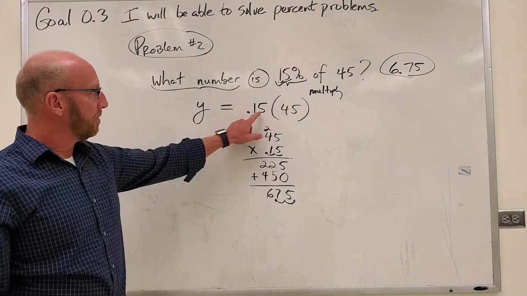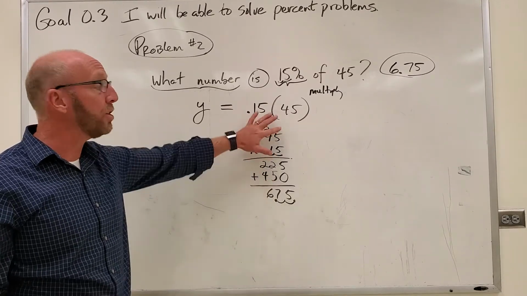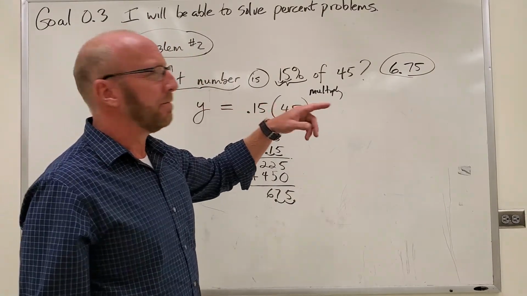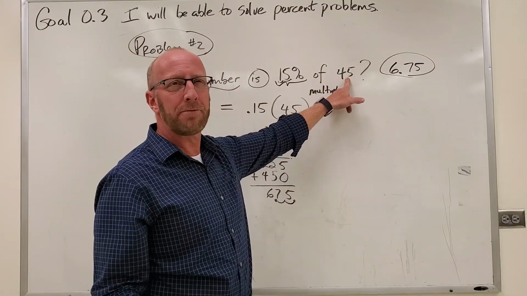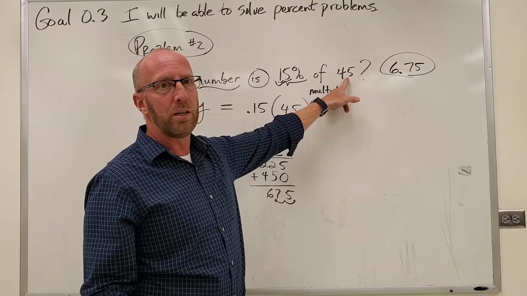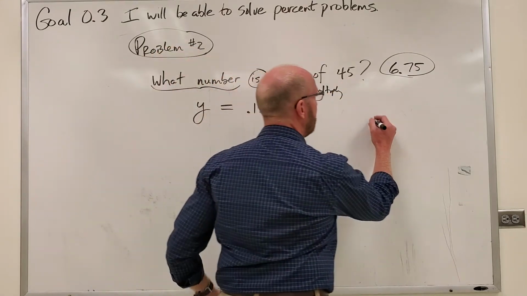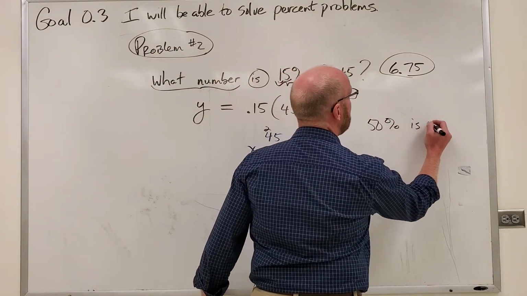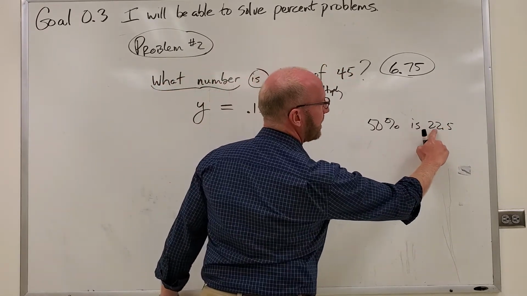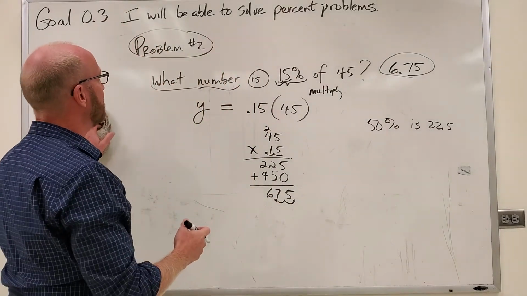6.75. If you did this with a calculator, you'd get the same answer right away. But you could use a calculator to check your work. Does this make sense? What is 50% of 45? Half of that would be 22.5. So 50% is 22.5. So 15 is going to be way less than that. So that's a reasonable answer. It's a very good answer, a reasonable answer.